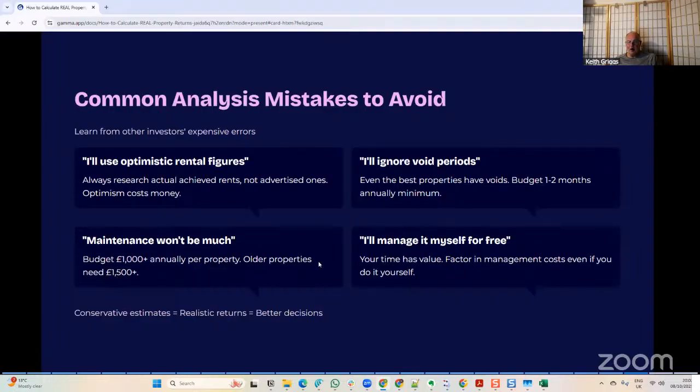I personally, you could also look at 25% of your rental income for voids, maintenance, management fees, and so on. And you could manage it yourself for free, but I think you'll find it very stressful. So I'd recommend factoring management costs. Having that buffer between you and the tenants can just protect you from a lot of stress, because instead of dealing with an angry tenant, you deal with a nice, friendly letting agent.